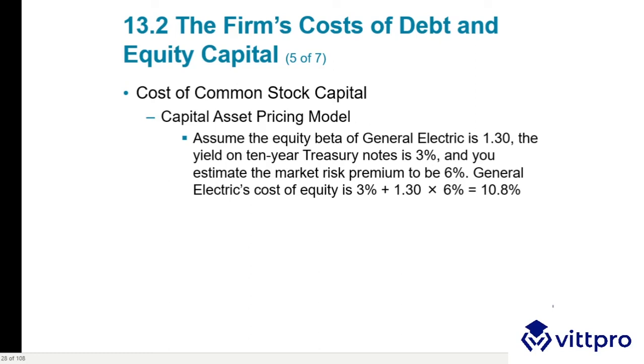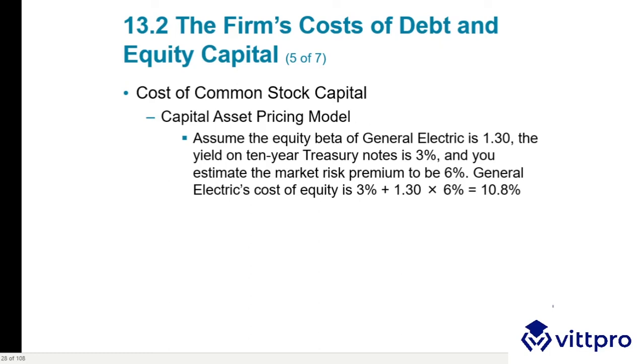The beta can be negative also, which means that if the market goes up, the price of General Electric will go down, and if the market goes down, the price of General Electric will go higher. So that's an inverse relationship. So the beta tells us the relationship between the company and the stock market.